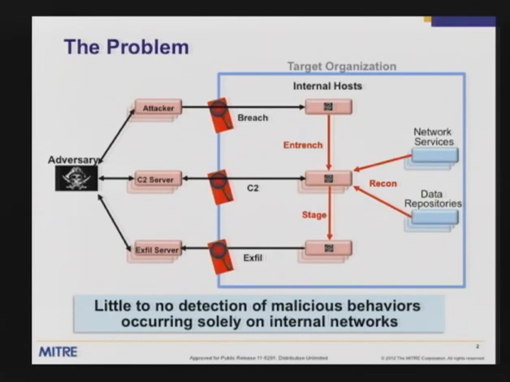The parts in red, the entrench, recon, and stage, are activities internal to your network, and that's what we're trying to detect, because there's been a lot of work on perimeter-based detection. We're trying to find ways to exploit the fact that you can have sensors internally and monitor your internals a lot easier than when you're going external to your network.